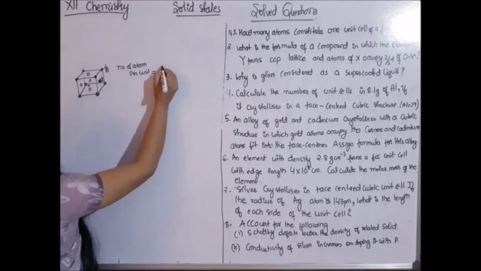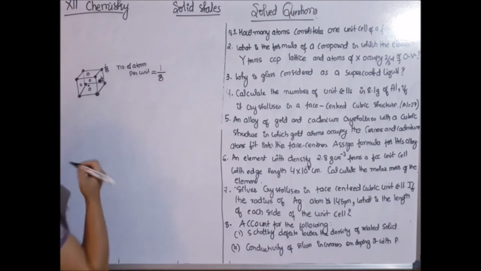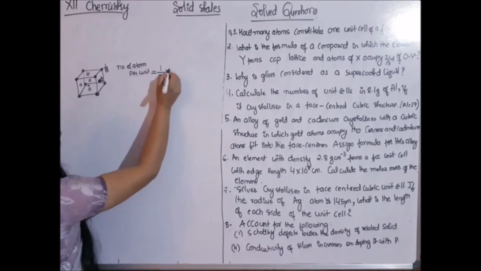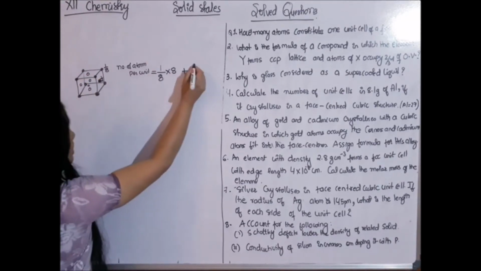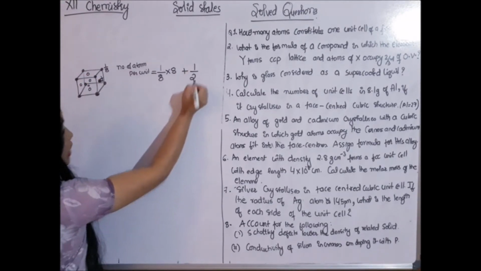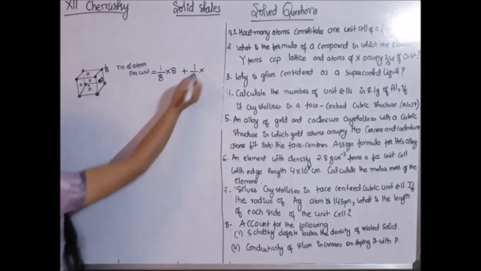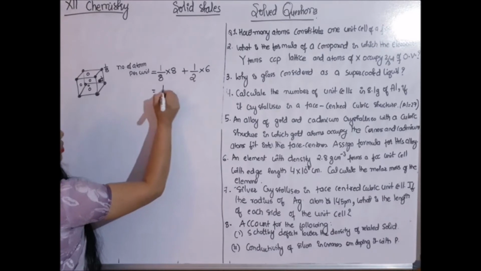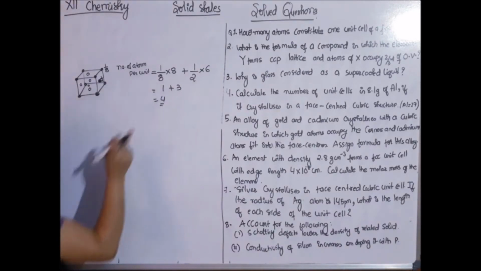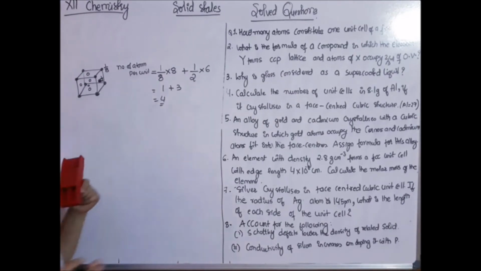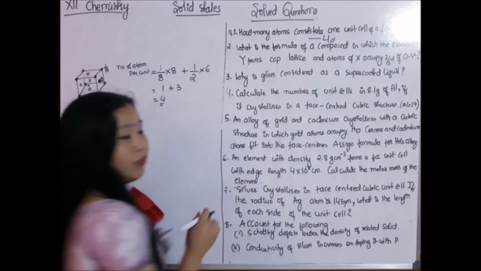Atoms are at corners, and each contributes 1 by 8 to a unit cell. How many are there? 8. Plus atoms are at the face centers, and they contribute half to a unit cell. How many faces are there? 6. So your answer is 4. The number of atoms per unit cell of a face-centered cubic crystal is 4.